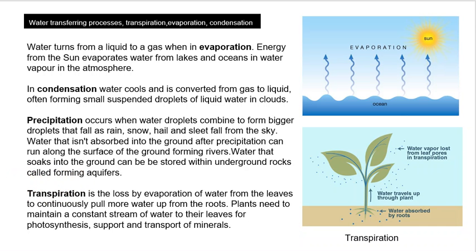And then you have what's known as transpiration. Transpiration is the loss by evaporation of water from leaves, to continuously pull more water up from the roots. Plants need to maintain a constant stream of water to their leaves for photosynthesis and support and transport of materials as well.